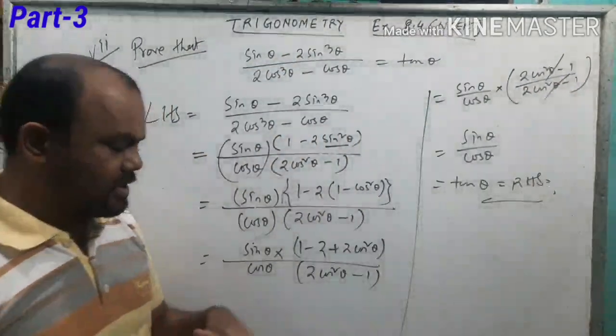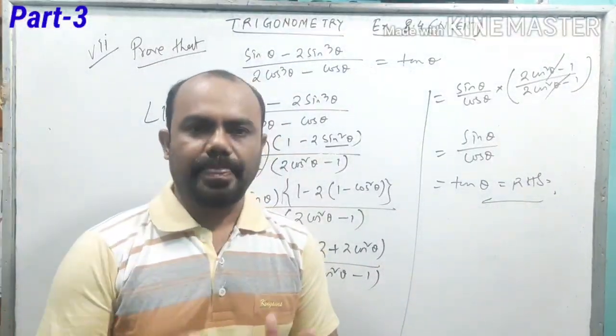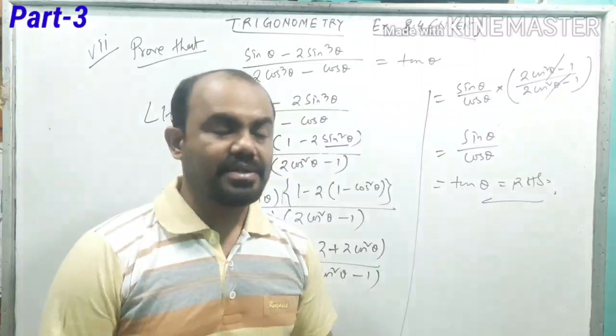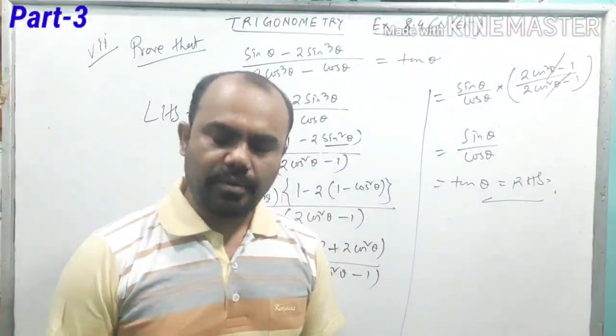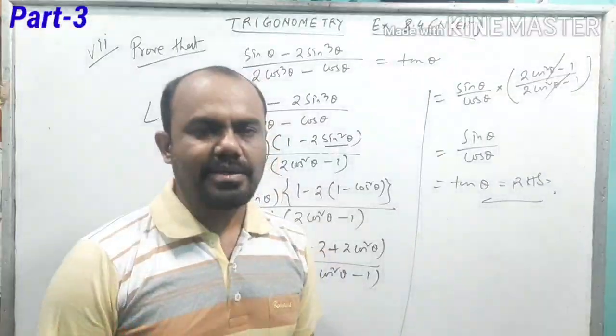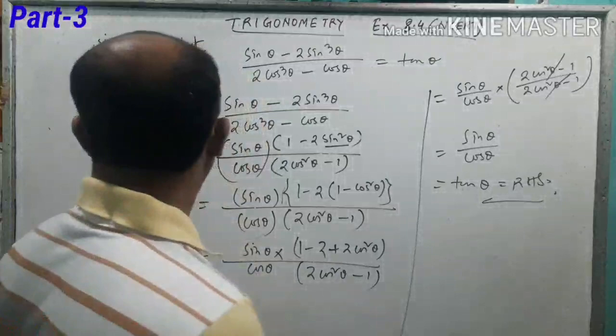So it is clear. The main thing is 3 identities plus their deductions. These formulas are very useful for this type of problems. So all the formulas, all the identities, all the relations you have to memorize always. Okay, now let us see the next one.